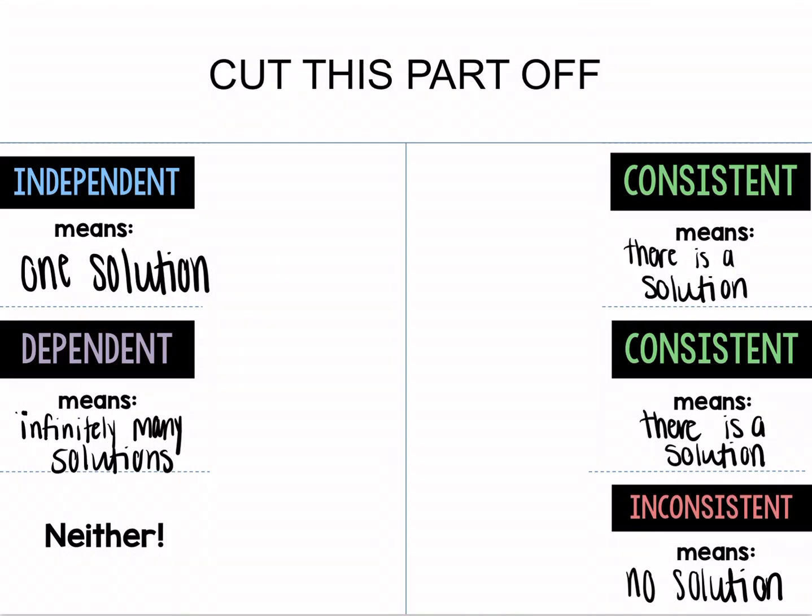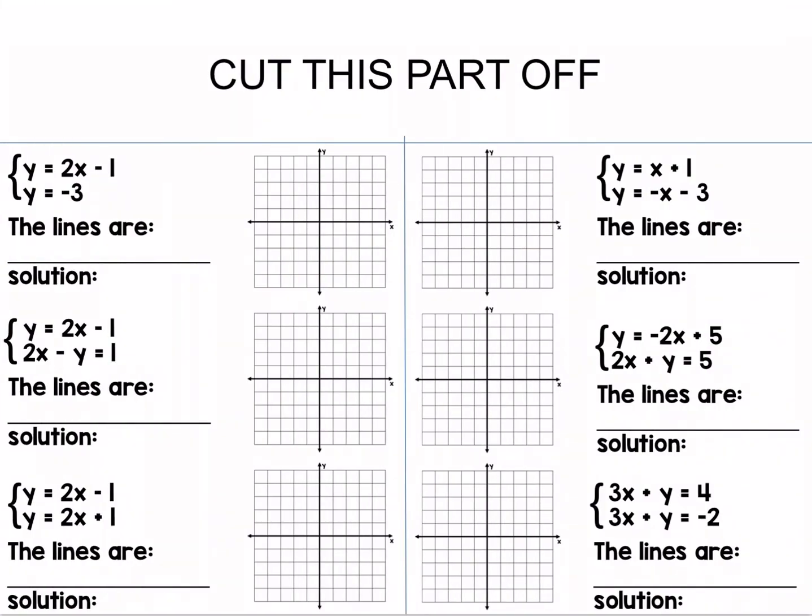So now we're going to talk about what that looks like on the graphs and what that means for us. There are three different methods to solving systems of equations: graphing, substitution, and elimination, but we're going to start with graphing. So let's open up the foldable. I have the two equations: y equals 2x minus 1 and y equals negative 3. Those are two lines. This right here is a system of equations. Now, we're going to graph both of them and see how we can label this.